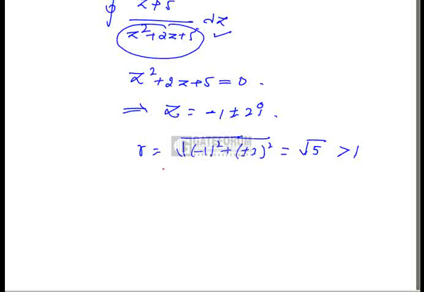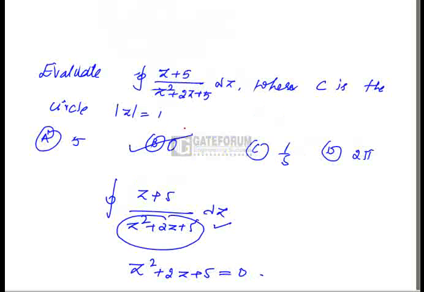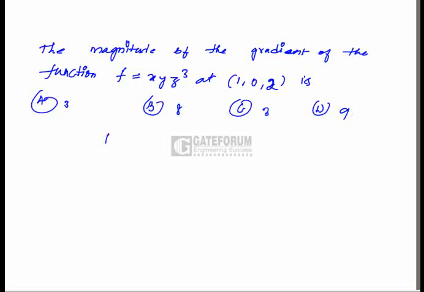That means these poles lie outside the unit circle. So if the poles lie outside the unit circle, the value of the integral will always be 0. So therefore the integral of z plus 5 by z square plus 2z plus 5 will be 0. That is option B.